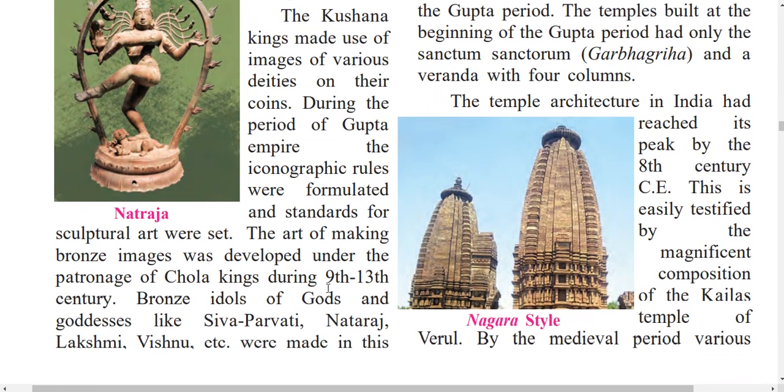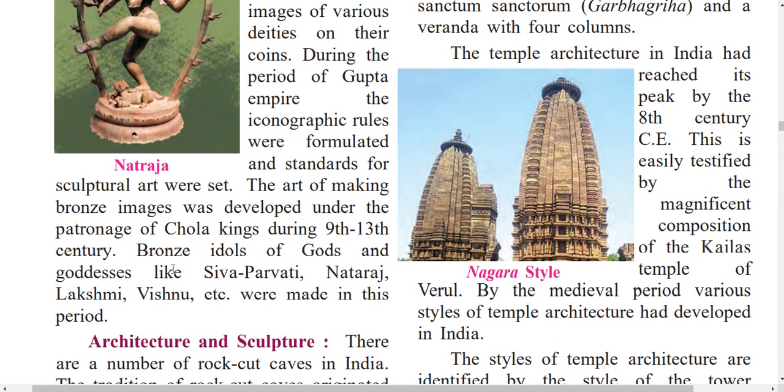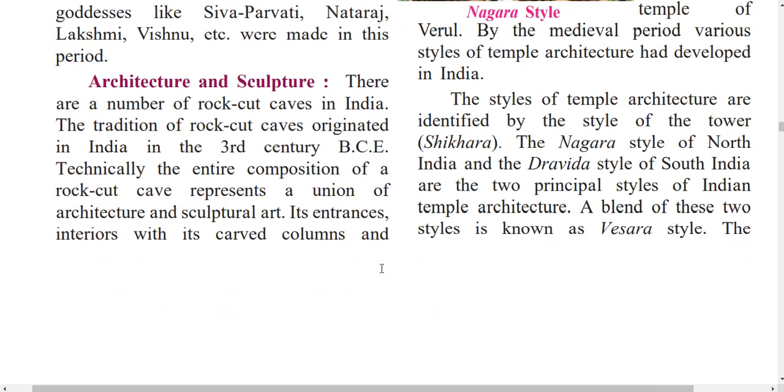The art of making bronze images was developed under the patronage of Chola kings during the 9th to 13th century. Bronze idols of gods and goddesses like Shiva, Parvati, Nataraja, Lakshmi, Vishnu, etc. were made in this period.